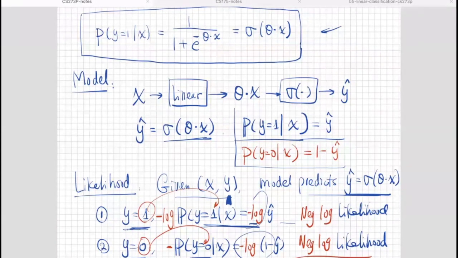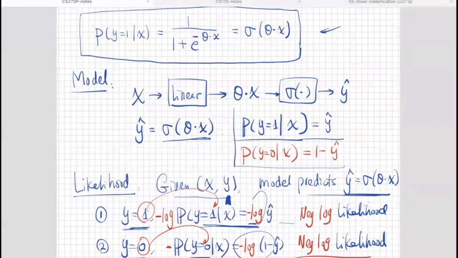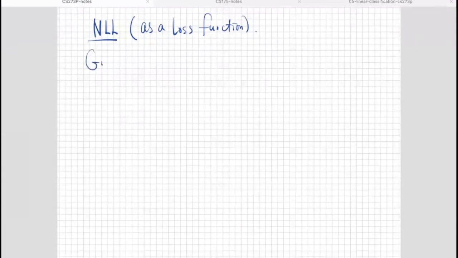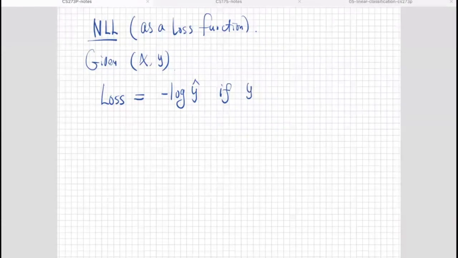Let's summarize what I talked about so far. Let's talk about negative log likelihood. This is my loss function. Given a sample, x and y, a pair of them, y has certain values, either 0 or 1. The loss, formulated as a negative log likelihood, is equal to negative log of y hat if your target value is 1, or equal to negative log of 1 minus y hat if your target value is 0.